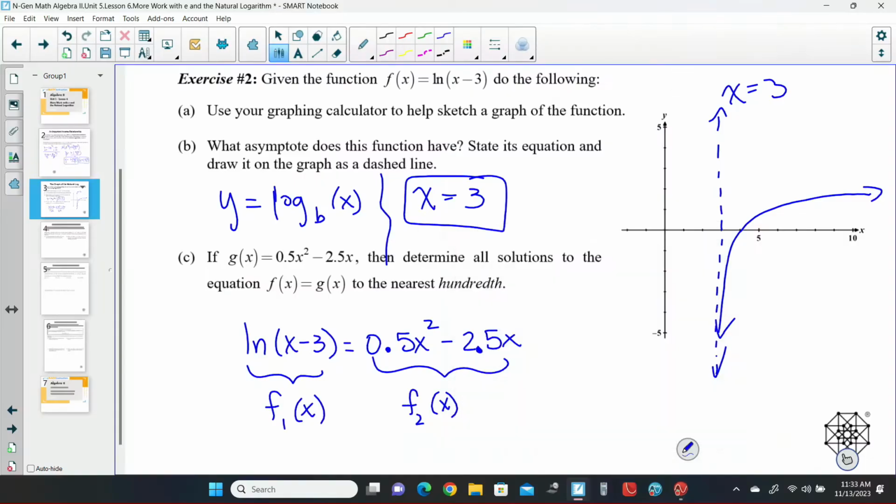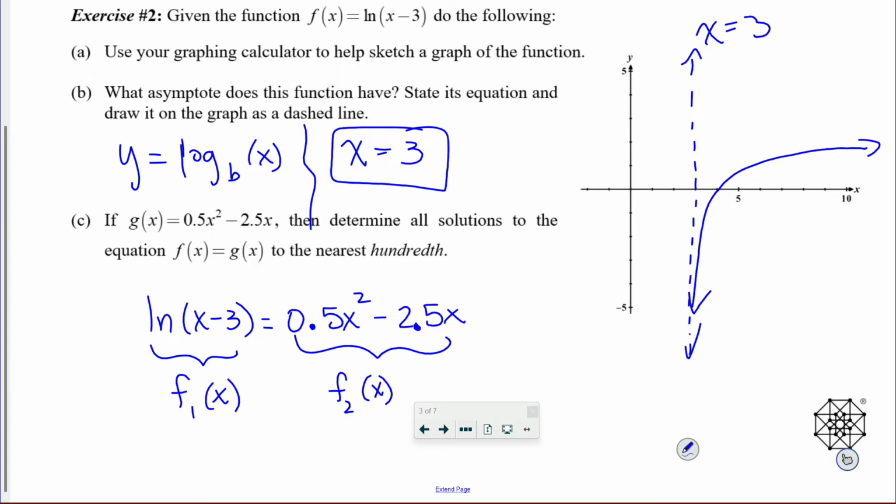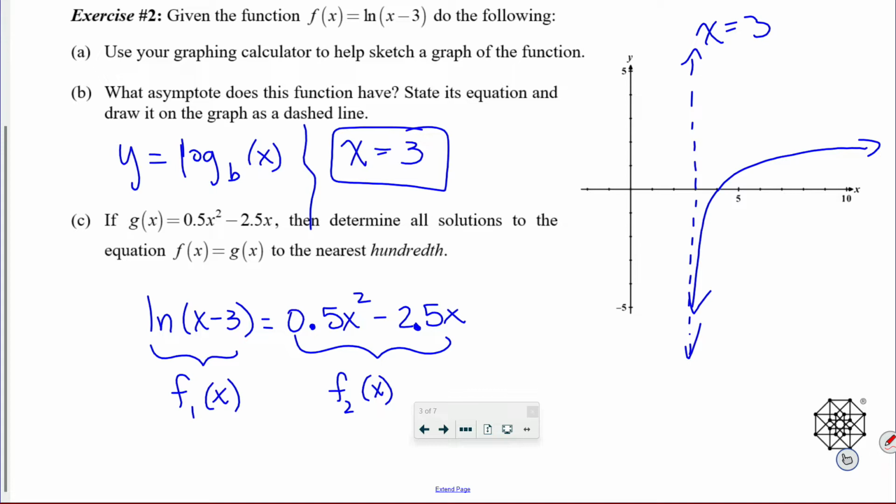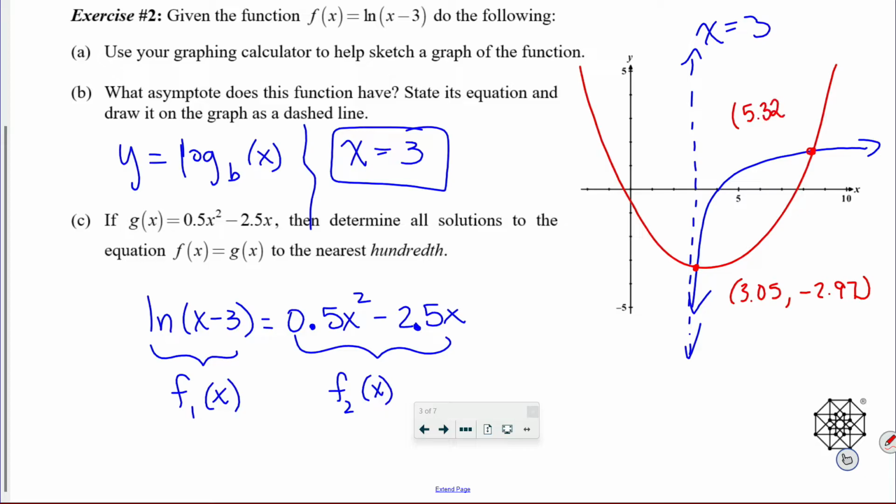So we would, let's go back in, full screen. Maybe I'll go red just like the calculator. We would get some kind of graph that looked like this. This intersection point, which would be at 3.05 comma negative 2.97, and this intersection point, which would be at 5.32 comma 0.84. And then that would give us our 2 answers, which are x equals 3.05 and x equals 5.32.